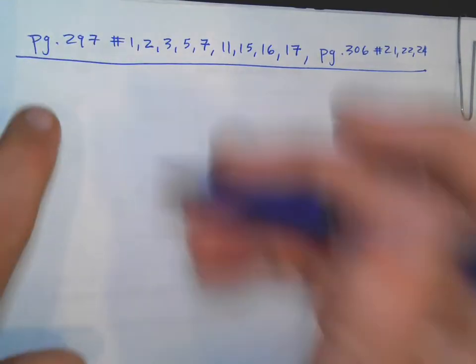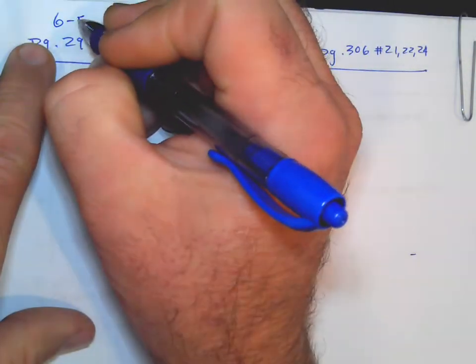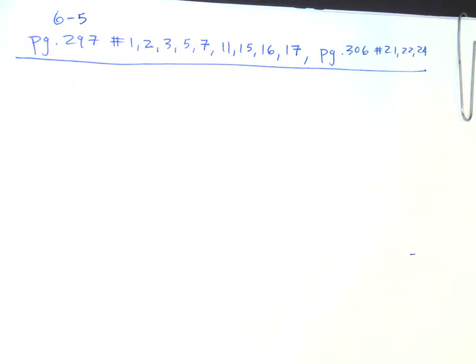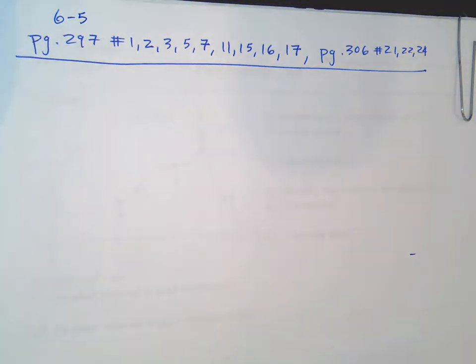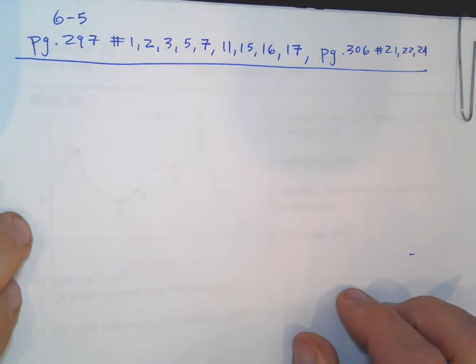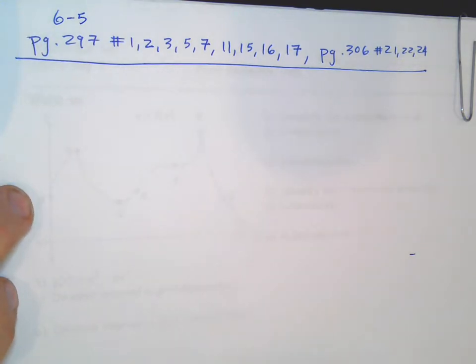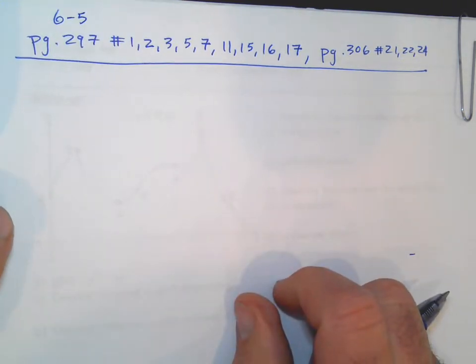Okay, AP Calculus AB 6-5 office hours. This is a book assignment. You should have tried all these problems. Check your answers in the back of the book. I'll go over the evens as I go over the assignment today.